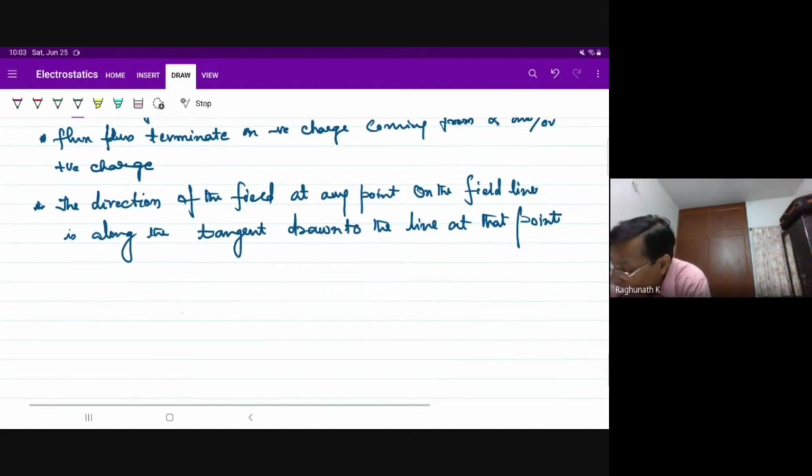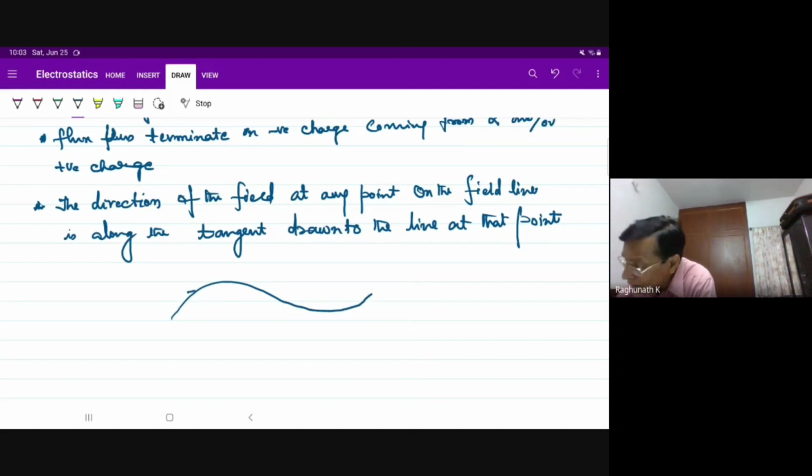If I have a field line having this structure, I can create a tangent at this point. You draw a tangent, say this is the field line E. This is point 1, this is E1 bar. This is point 2. This is the tangent drawn to the curve, this is E2 bar. Along the tangent drawn to the curve, the field line at that point, it can be a curved line, you know that.